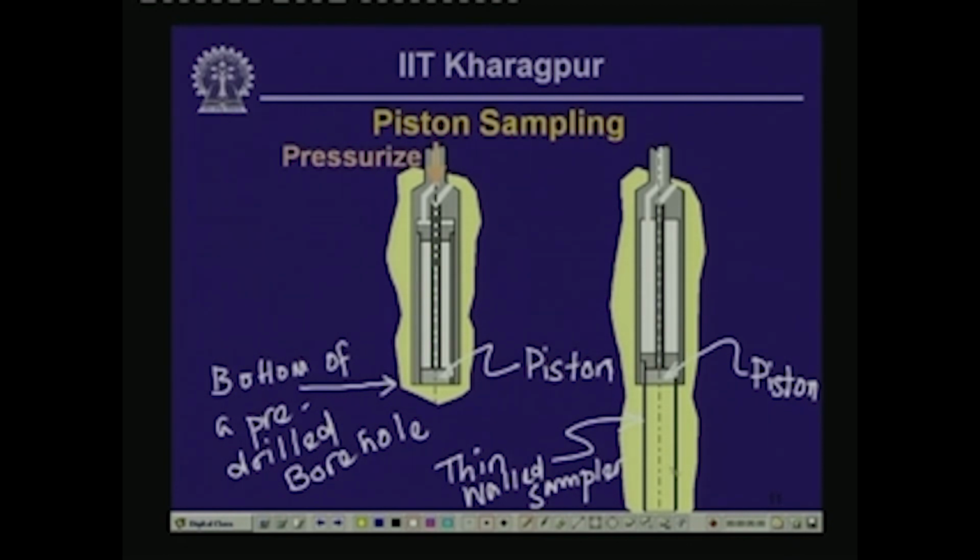So, that is how a stationary piston sampler operates. Because the piston is at the bottom of the borehole, when the sampler enters the soil, it prevents the soil from getting into the sampler when the sampler tries to displace the soil. So, that is the reason why piston samplers are used in order to obtain soil samples with minimal disturbance.